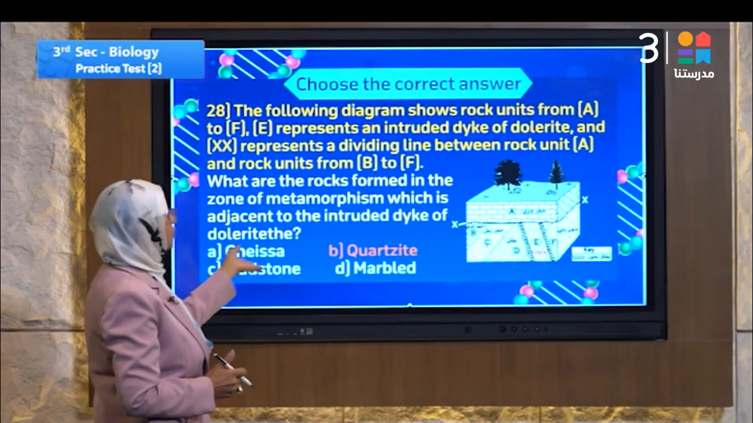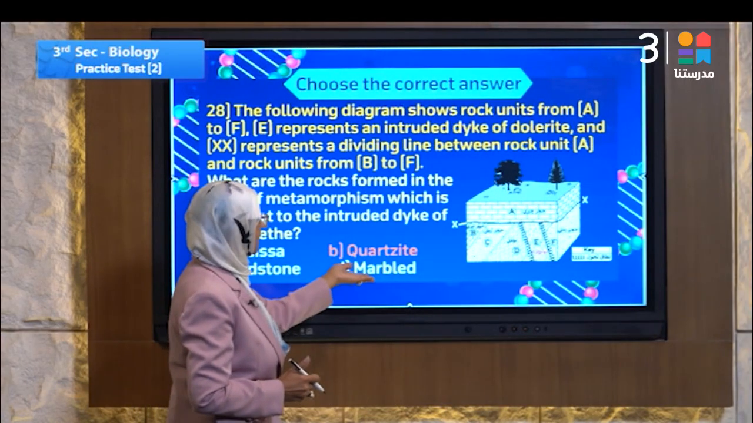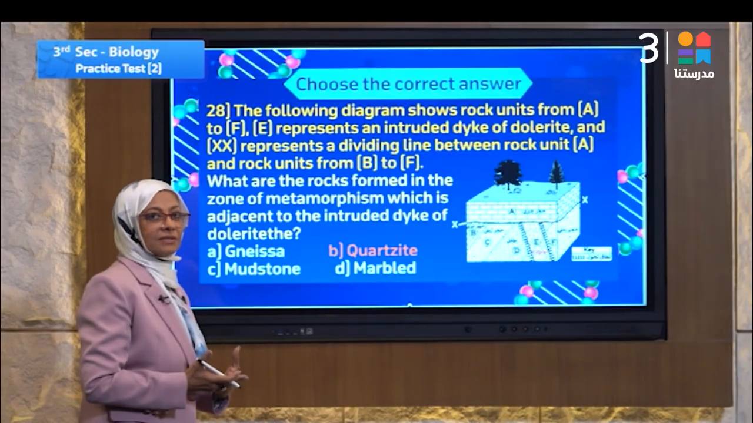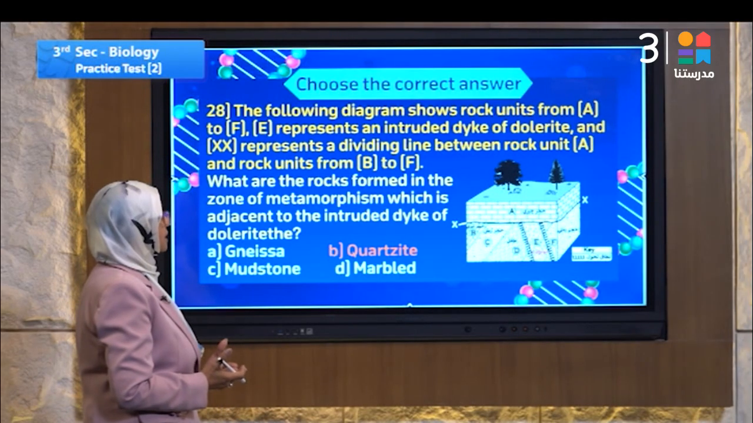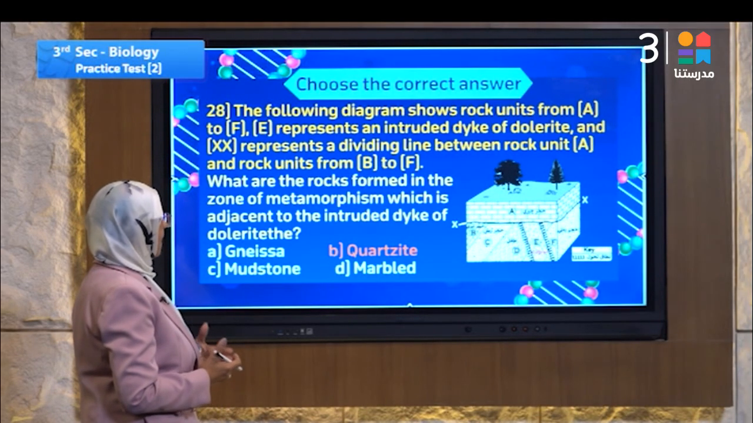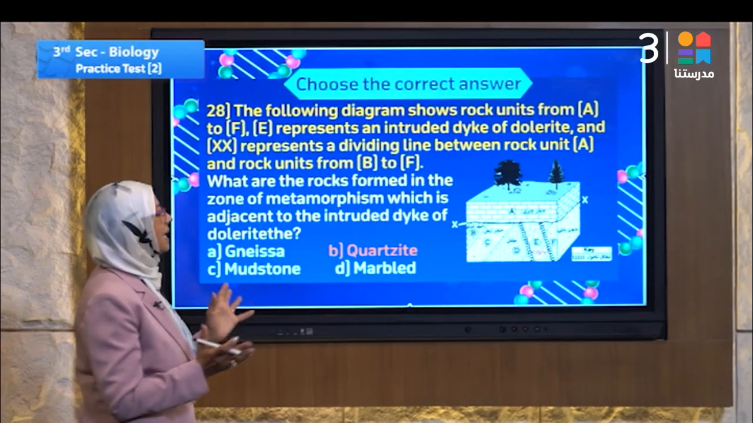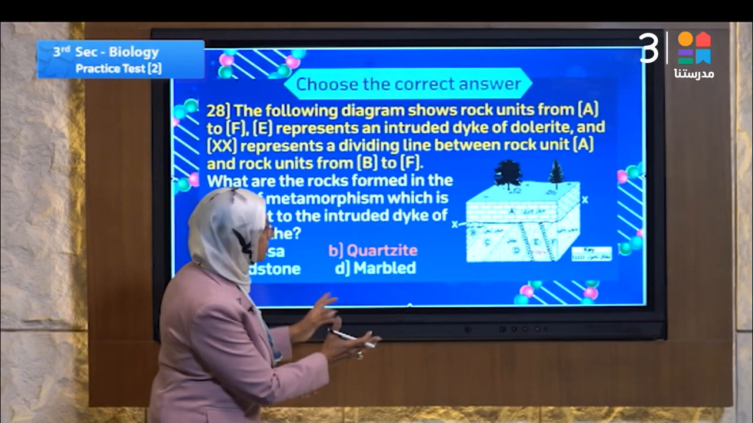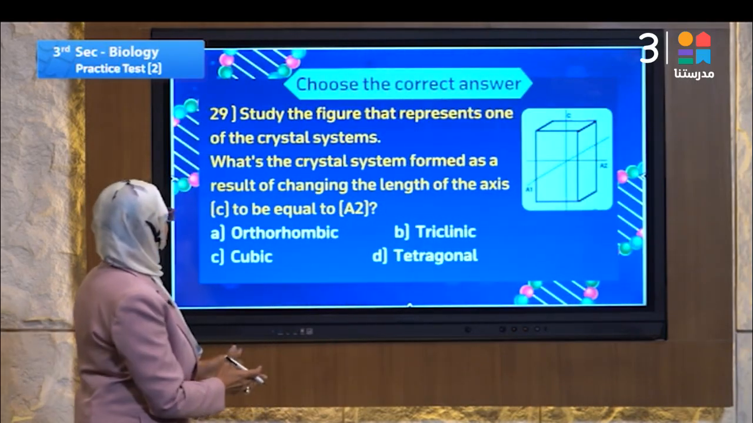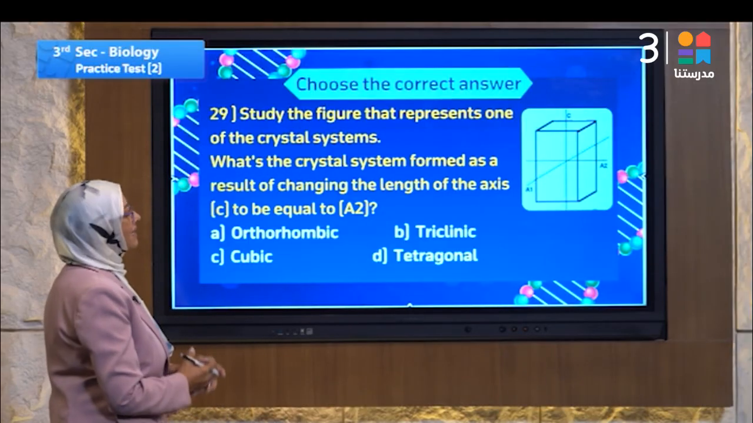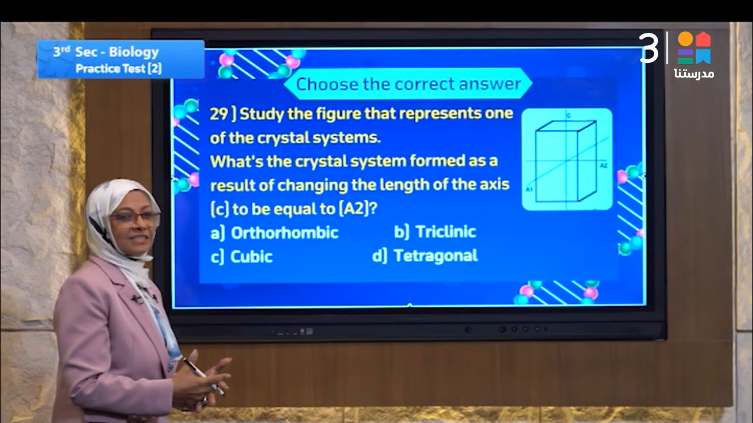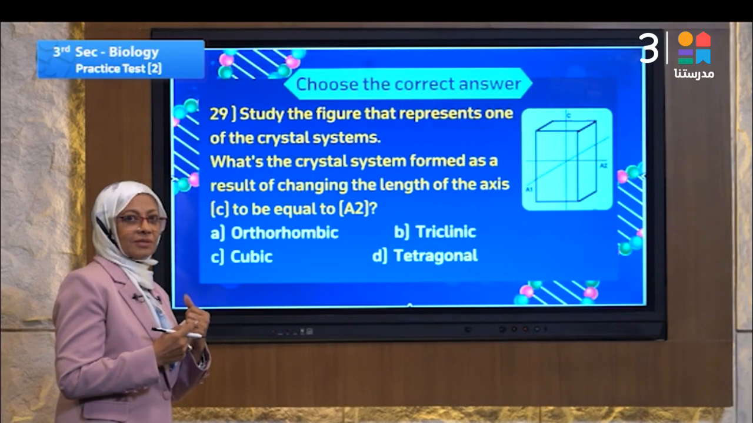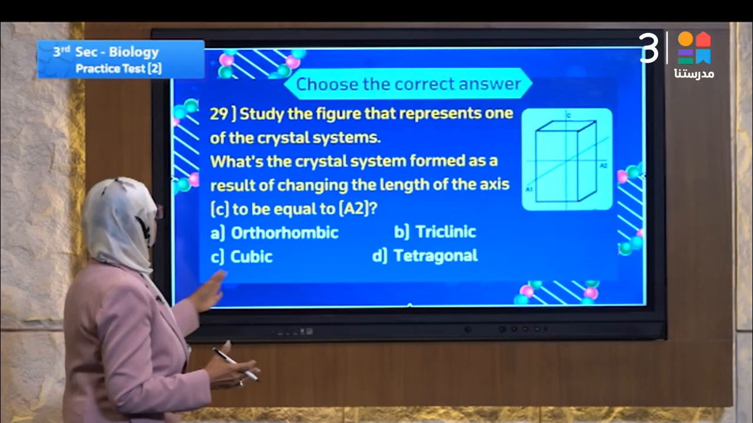Let's go to quartzite. Quartzite is the best answer here, because it means you understand this figure. Let's go to 29. 29 is about crystals. I like crystals. I like diamond. It's a crystal. Let's go.